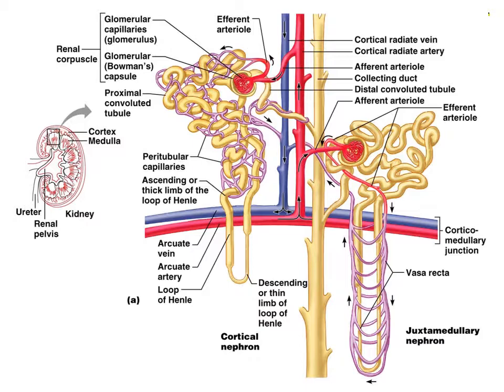This diagram shows us the different capillaries. The red glomerulus for filtration, the purple peritubular around the convoluted tubules, and lastly, the purple vasa recta of the juxtamedullary nephrons' loop of Henle.